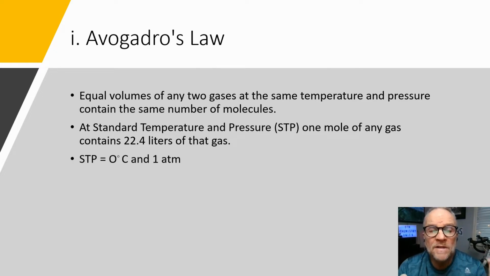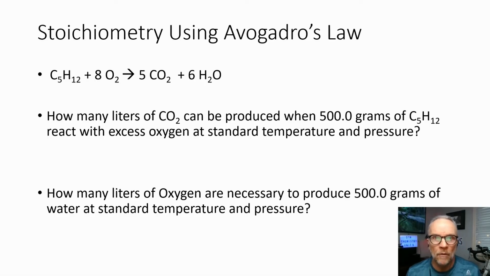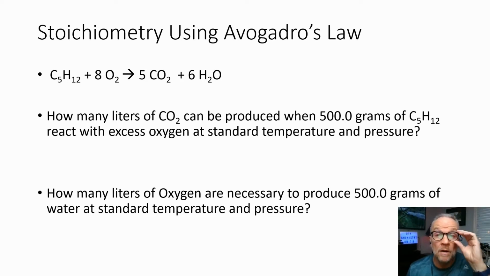And the standard temperature and pressure is 0 degrees C and 1 atmospheric pressure. We'll talk more about exactly what pressure means in the following set of slides. Okay, so now we are going to do some problems using Avogadro's law, some stoichiometric problems, and you will find that these are very similar to the stoichiometric problems that we did before. And so let's start with a flow chart here.